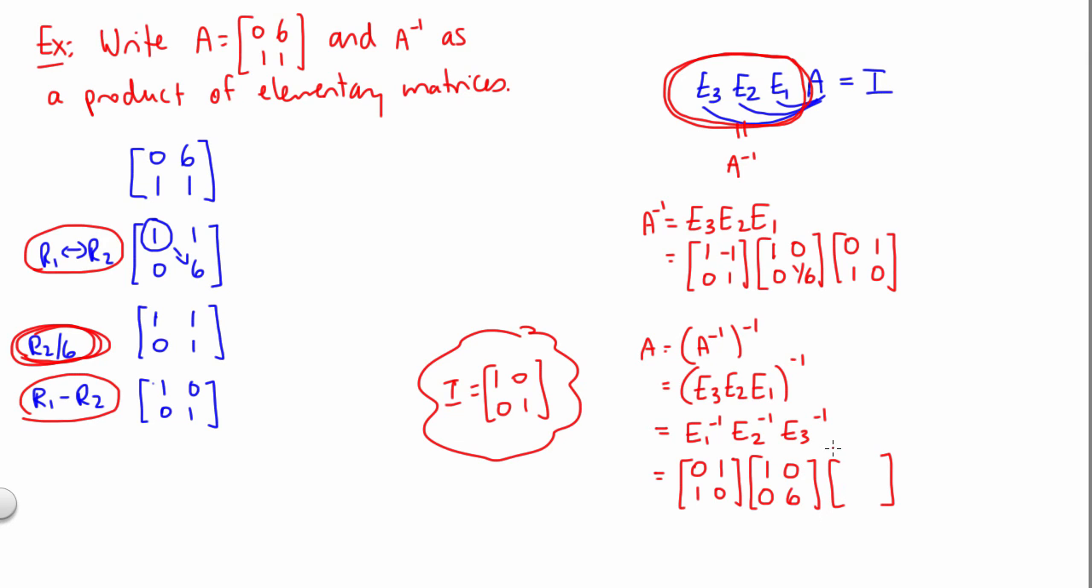All right, E3 inverse is going to undo whatever E3 did. So we're going to undo this operation here now. Instead of replacing row 1 with row 1 minus row 2, we're going to replace it with row 1 plus row 2. So we're going to get this matrix right here. And there we go, we've written our matrix as a product of elementary matrices.